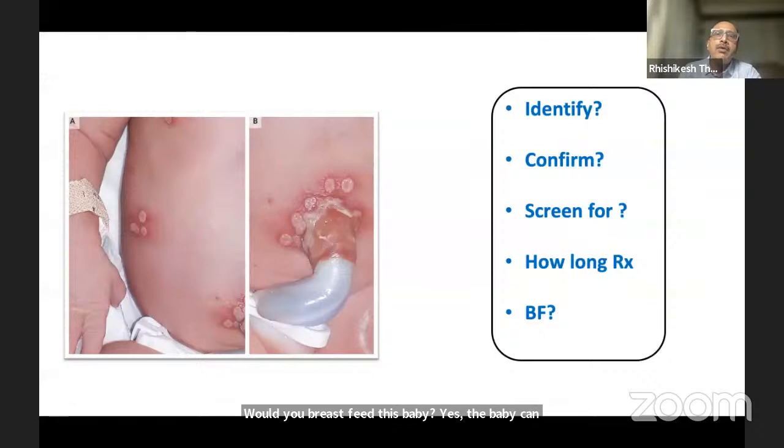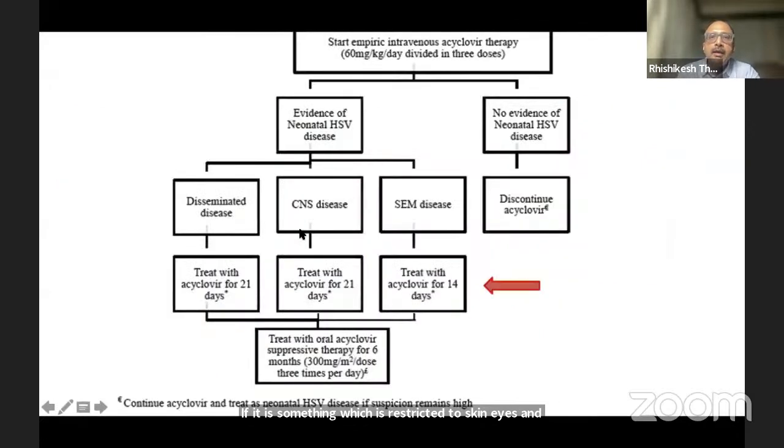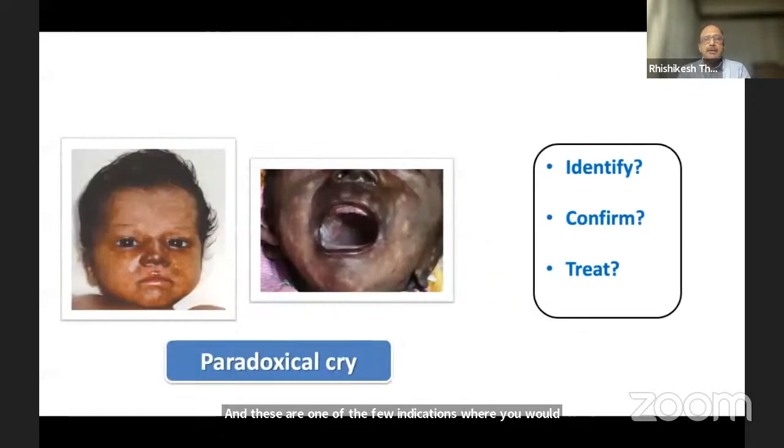But the most important is how long to treat. If it is something which is restricted to skin, eyes, and mouth, you would give acyclovir for 14 days. But if it is something which is disseminated or with neurological manifestation, give it for 3 weeks. But more important is you would give an extended therapy, which is meant for suppression of the viral replication, for at least 6 months. And these are one of the few indications where you would give chronic therapy to a newborn. So that's how herpes simplex can be diagnosed.